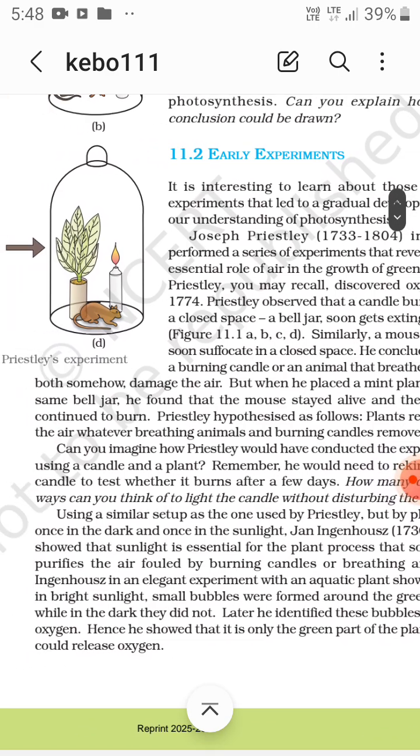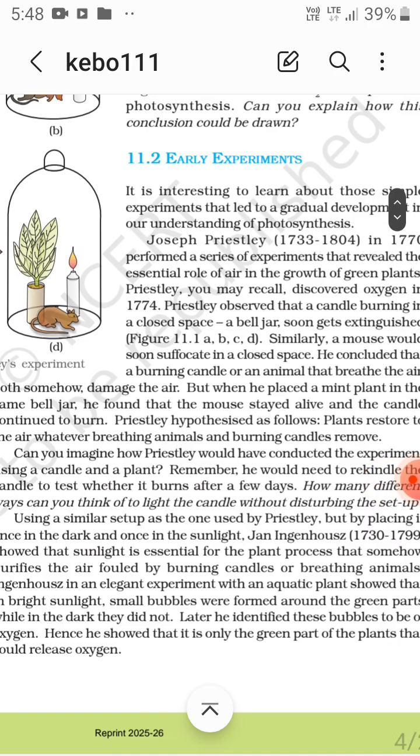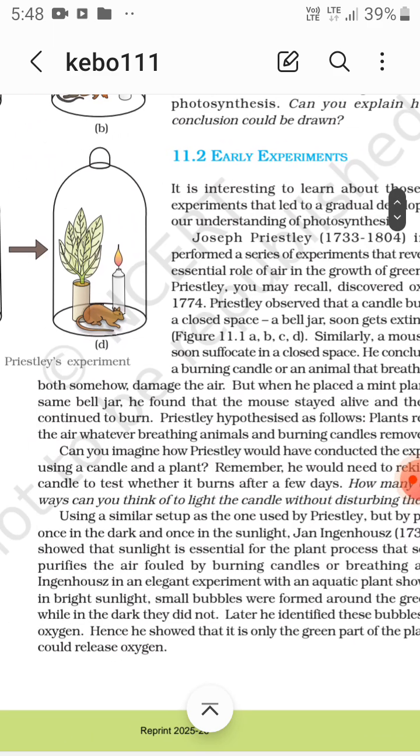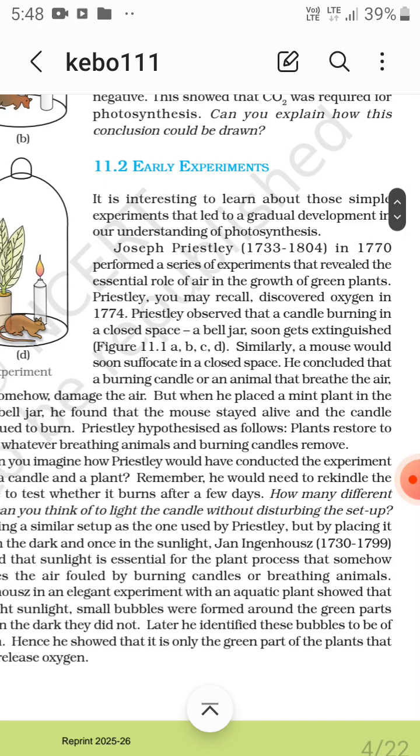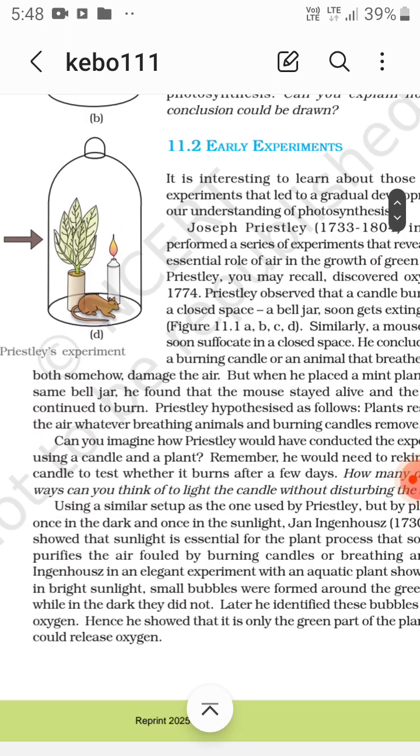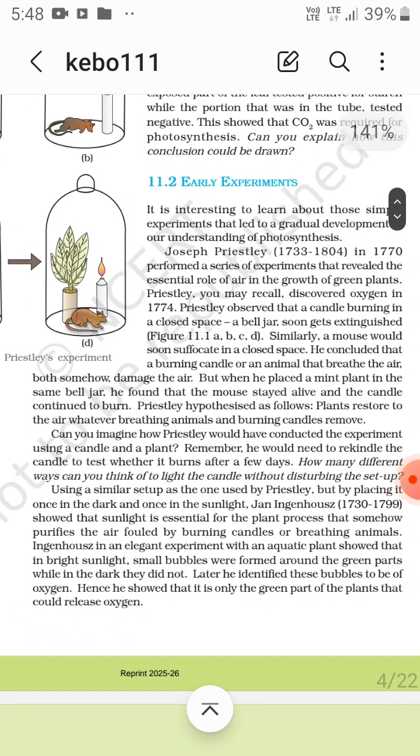But when he placed a mint plant in the same bell jar, he found that the mouse stayed alive and the candle continued to burn. Priestley's hypothesis was as follows: plants restore to the air whatever breathing animals and burning candles remove.